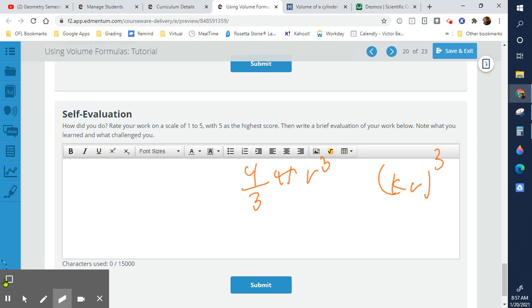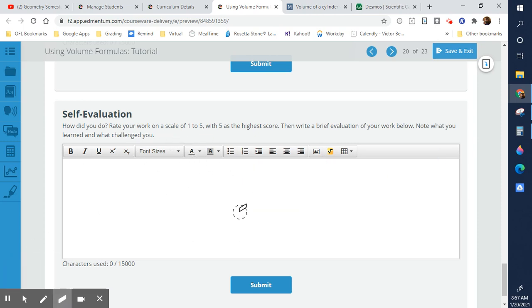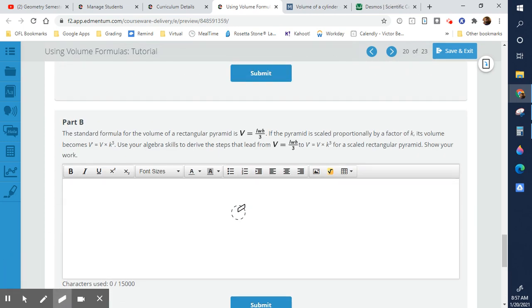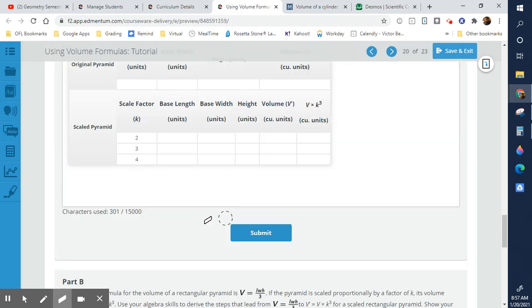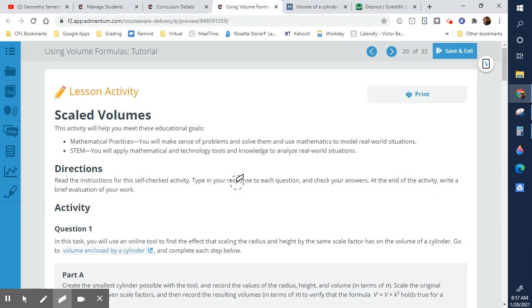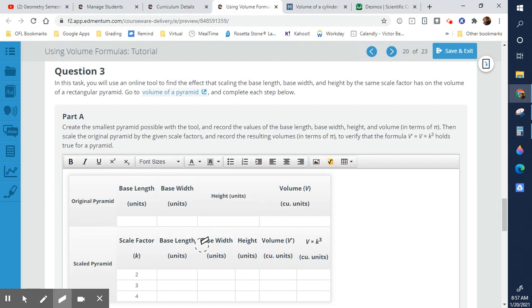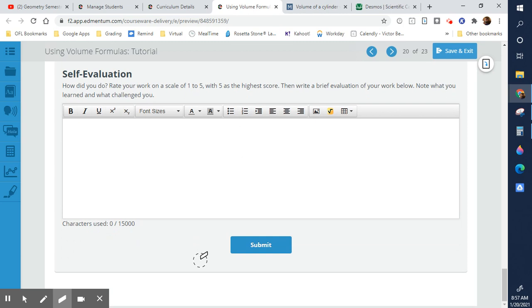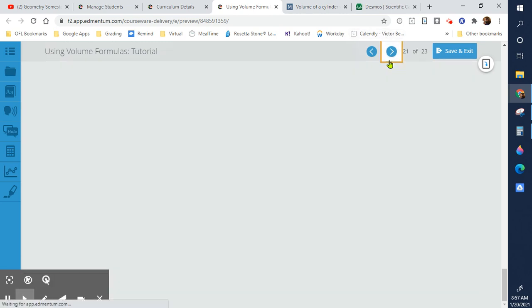So I felt I got a 5 on this, but you might feel a little differently. If you need help with any of these, again, feel free to comment and maybe someone else can reply if I don't have time to get to it, but I usually try to get to all my comments as soon as possible.